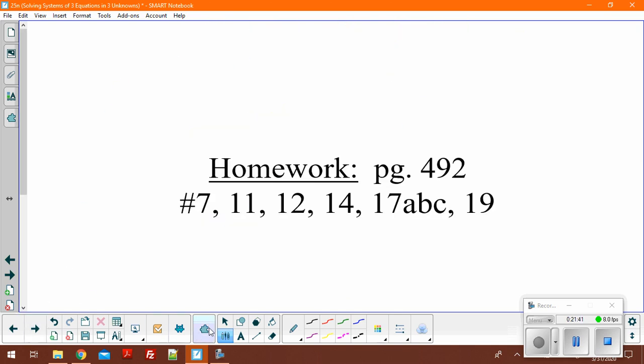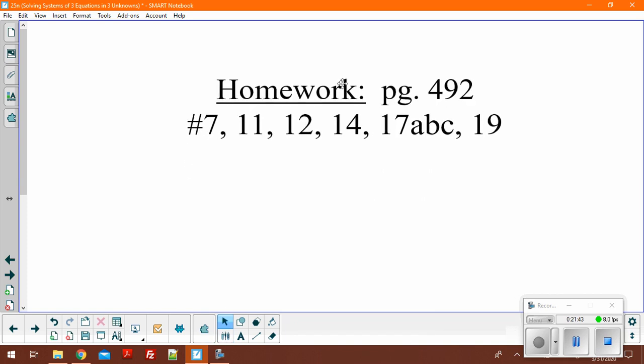So that's it. There is the practice work from the same section you were looking at yesterday. So now you're also just going through and trying to solve the equations as well.